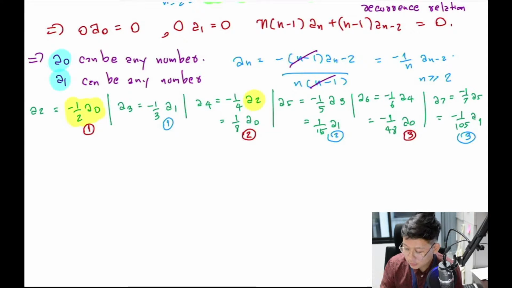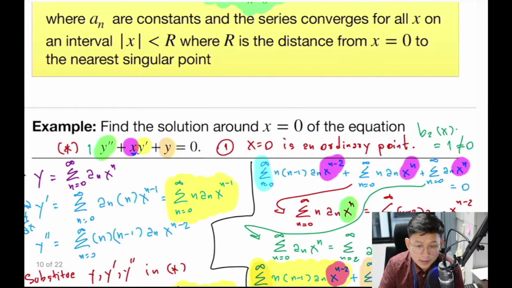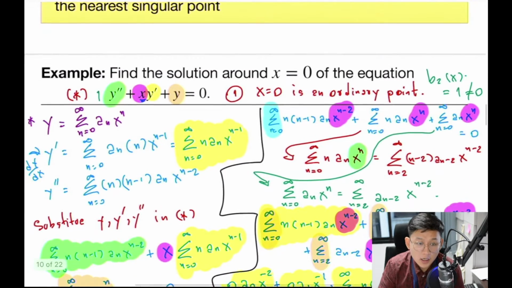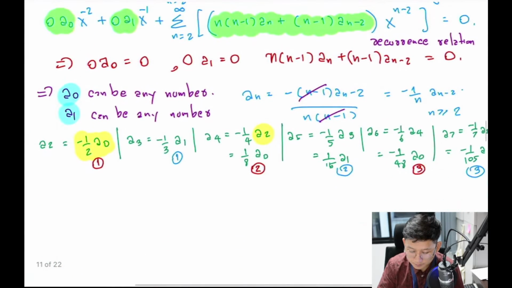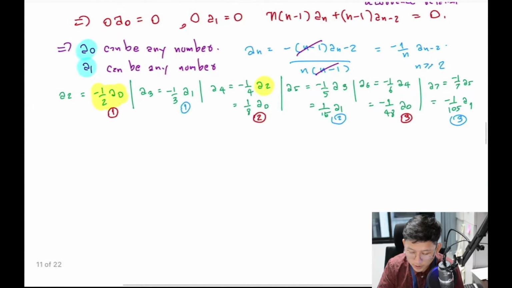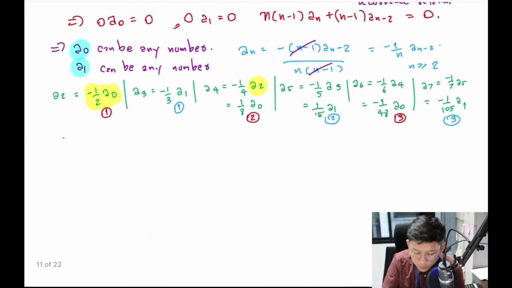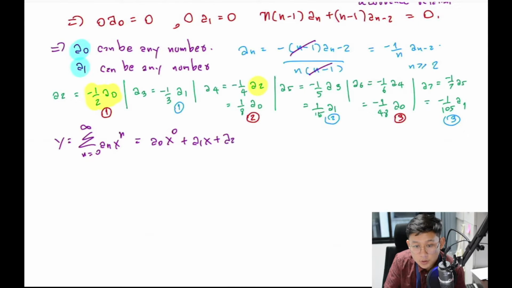So we can write down the solution. And if you remember, at the beginning we assume that the solution can be written as y equals summation n from 0 to infinity a n x to the n, right? That is our assumption at the beginning. So here we would have that our solution y would be summation n from 0 to infinity a n x to the n, and that will be a0 x to the 0 plus a1 x plus a2 x squared plus a3 x cubed plus a4 x to the 4 plus blah blah blah.